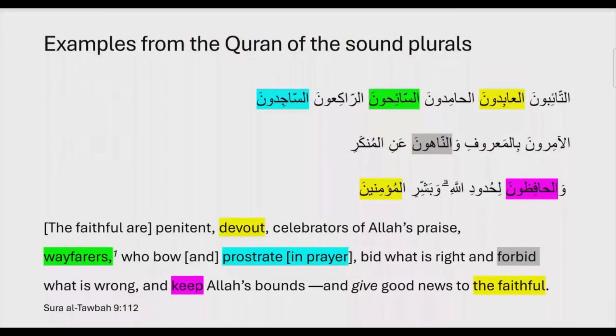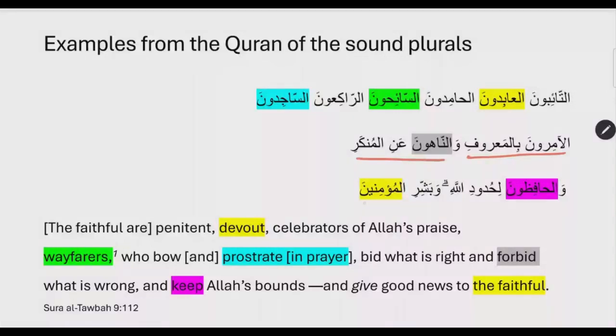Here's a verse. Bismillah ar-Rahman ar-Rahim. At-ta'ibuna al-abiduna al-hamiduna as-sa'ihuna al-raki'una as-sajiduna al-amiruna bil-ma'ruf wal-nahuna anil-munkar wal-hafiduna li-hududillahi wa bashiril mu'minin.